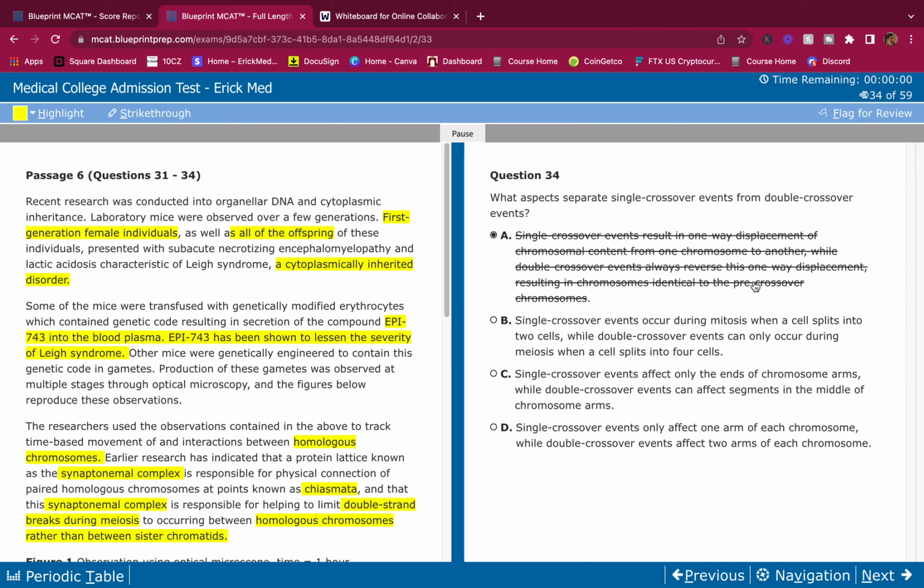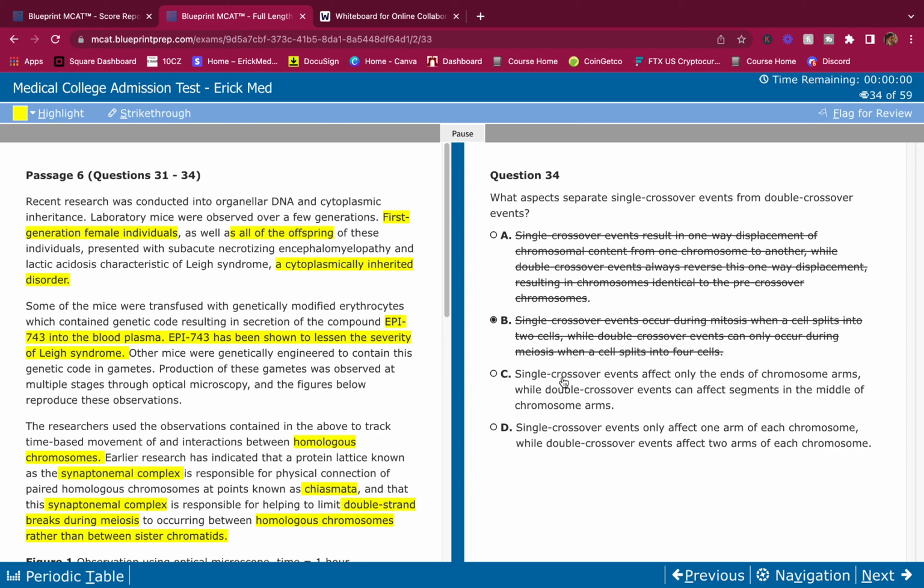So A is wrong. Single crossover events occur during mitosis when a cell splits into two cells. No. That doesn't happen. There's no crossing over in mitosis. B is wrong. As soon as I smell BS, chop it away. Single crossover events affect only the ends of chromosome arms, while double crossover events can affect segments in the middle of chromosome arms.